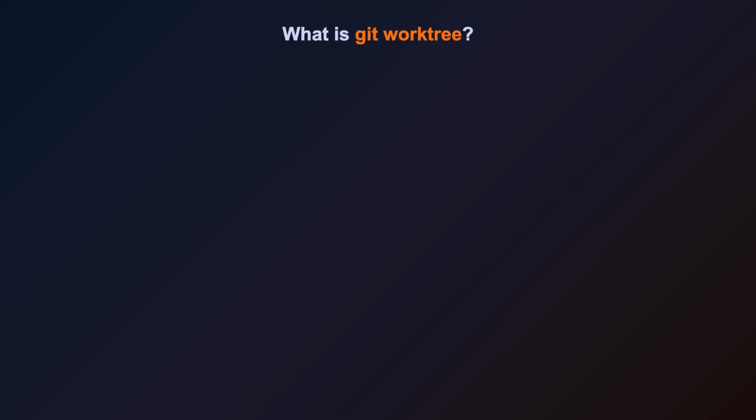So what is Git Worktree? Think of it this way. Normally when you clone a repository, you get one folder with one branch checked out. That's your working tree. You can only look at one branch at a time, and switching branches means changing all the files in that folder. Git Worktree lets you create additional working directories, each checked out to a different branch, all connected to the same repository.